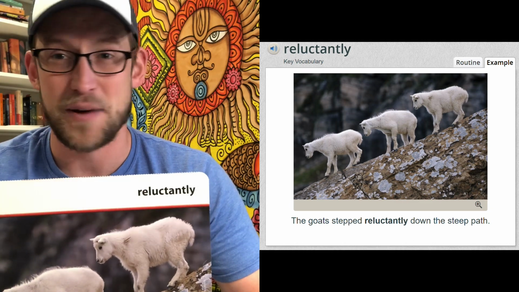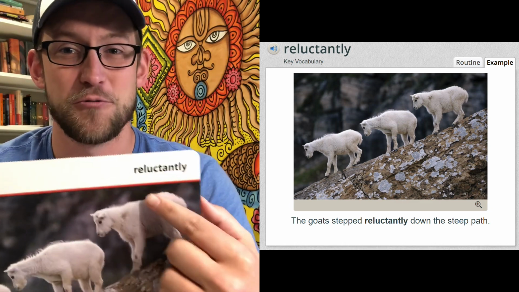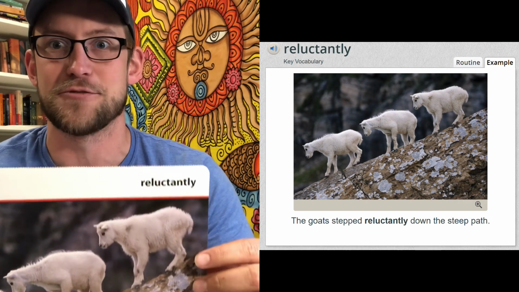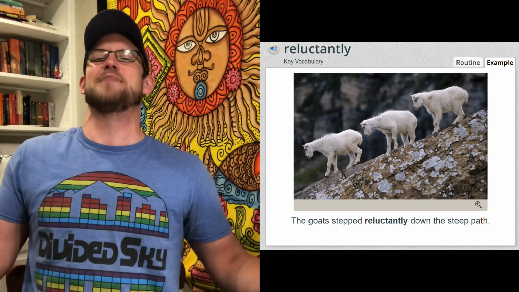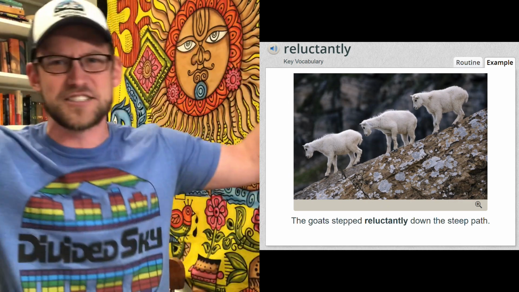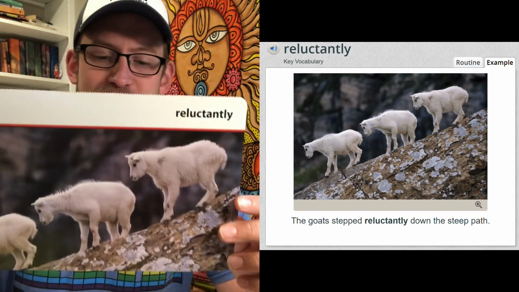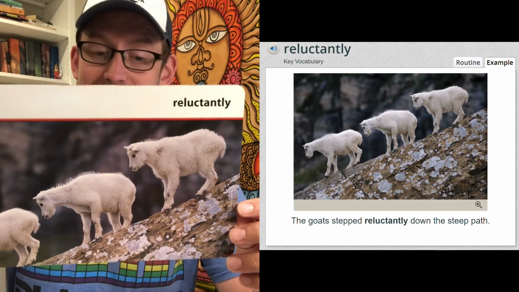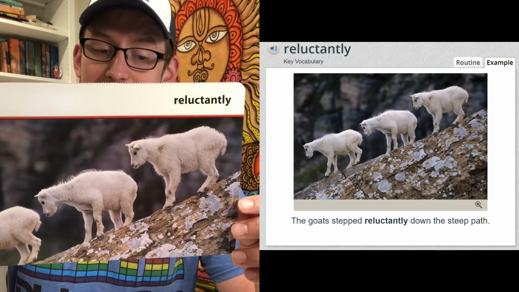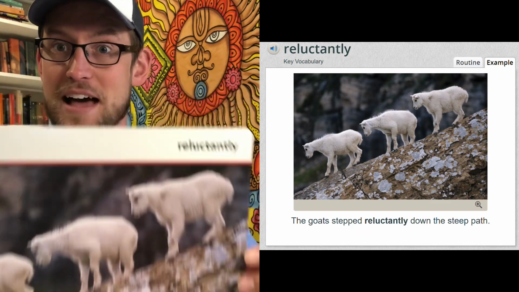Maybe your parents ask you to clean your room, and you reluctantly have to clean your room. You go, I don't want to clean my room. I have video games and things to do. So I have to reluctantly clean my room. These goats are reluctantly stepping down the path. They don't look like they want to go down this path. So say this 3 times. Reluctantly, reluctantly, reluctantly. Excellent.